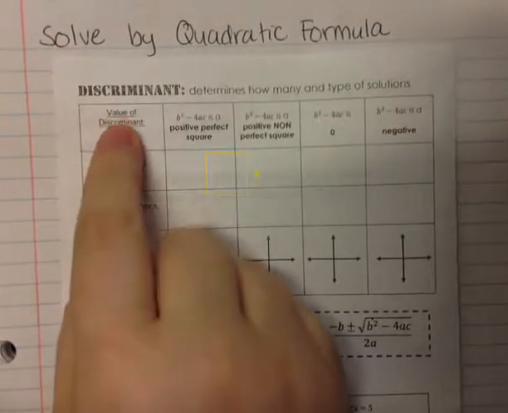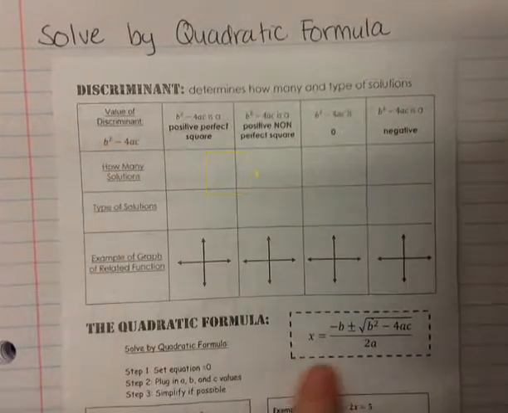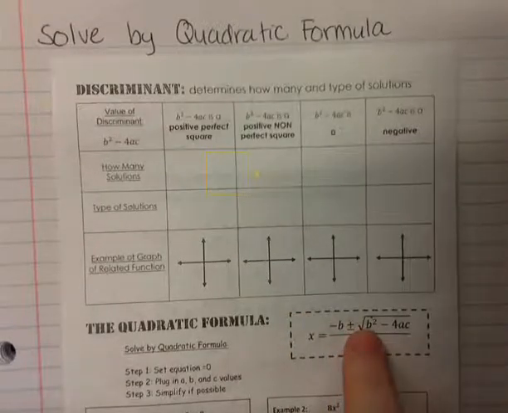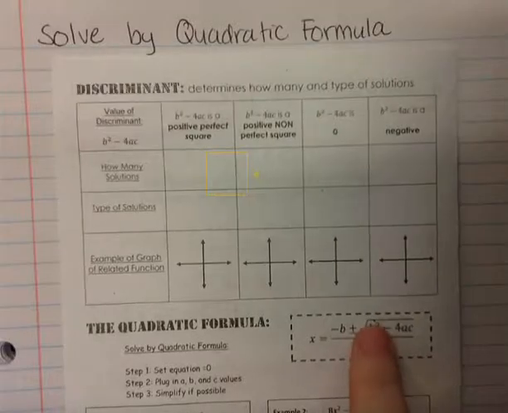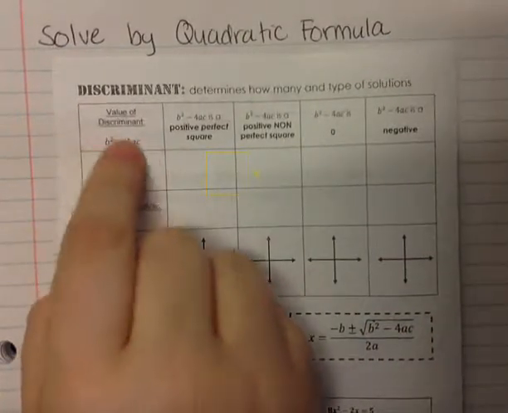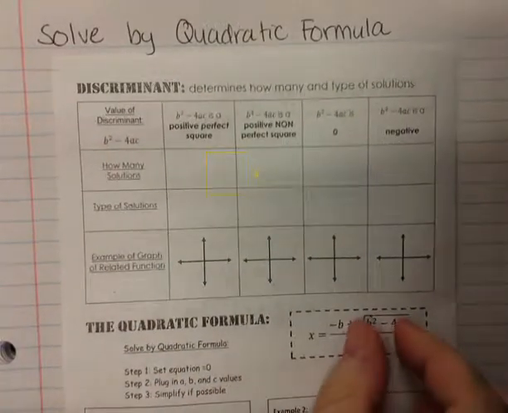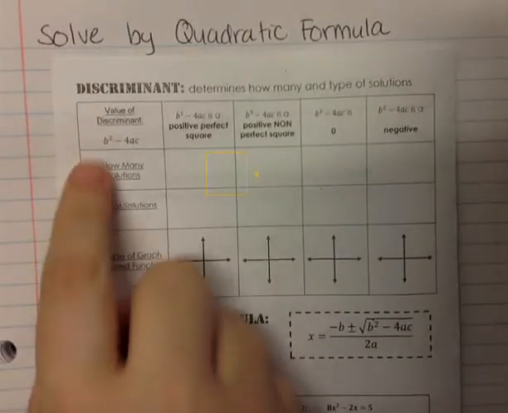The value of the discriminant is b squared minus 4ac. And here's the quadratic formula. We derived it in a previous video. The discriminant is the part that's underneath the square root symbol, so it's b squared minus 4ac. Notice that the square root is not on this because the discriminant is the value inside. It is your radicand value.